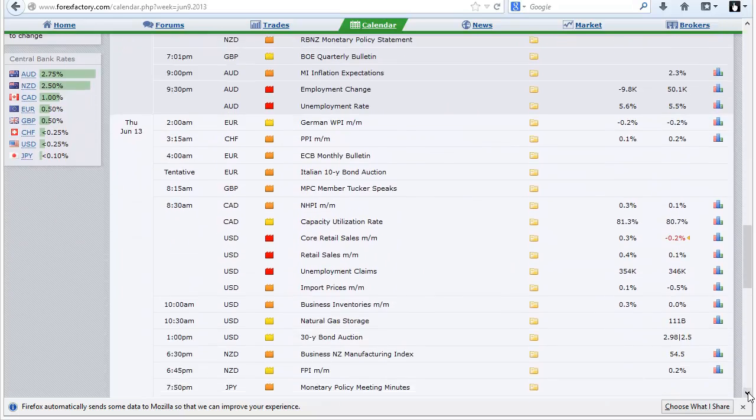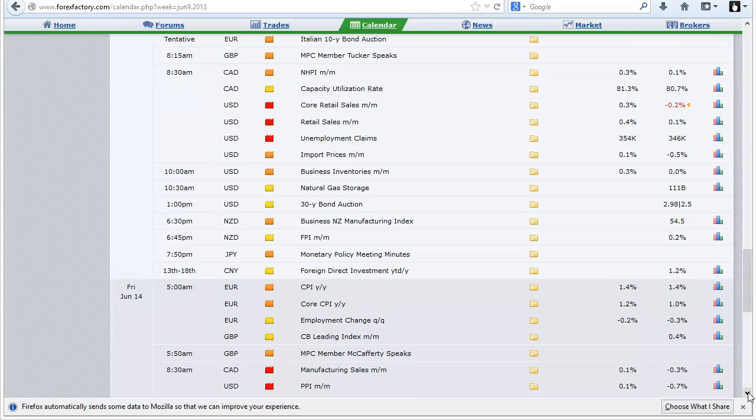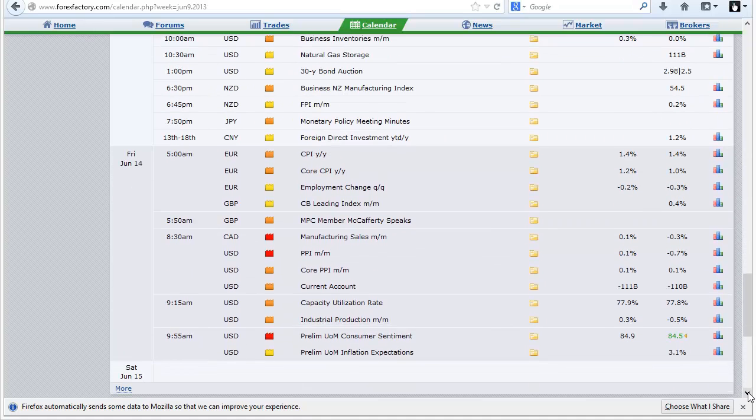Rate announcement out of the Bank of New Zealand Wednesday night going into Thursday. Unemployment out of Australia then as well. Europe's PPI out of Switzerland and German WPI. We don't have any rate announcements out of Europe because we had them last week. Core retail sales out of the U.S. and jobless claims as usual Thursday morning, along with natty gas and business inventories and a 30-year bond auction. Then we have FPI out of New Zealand, monetary policy meeting minutes out of Japan, Europe's CPI, employment change, UK's CB leading index, manufacturing sales, and then the PPI out of the US, along with capacity utilization, industrial production. None of our big three this week.